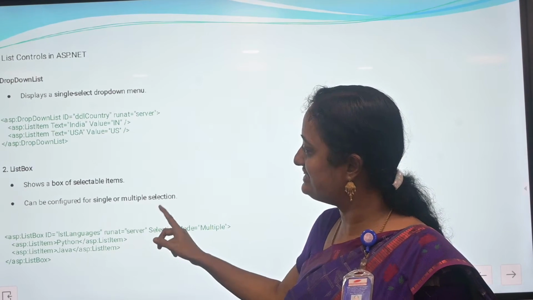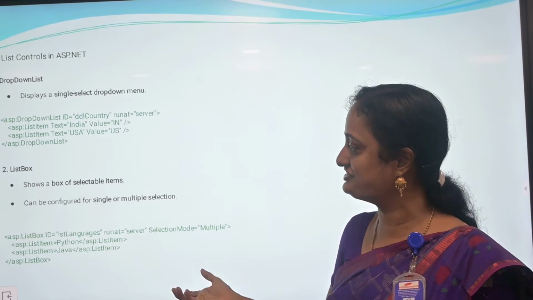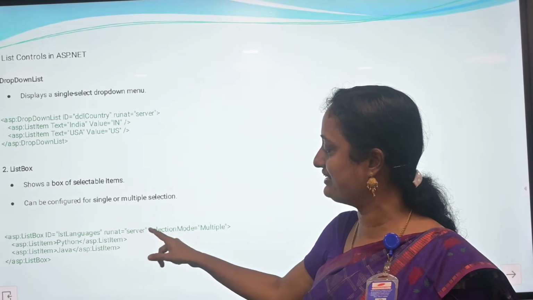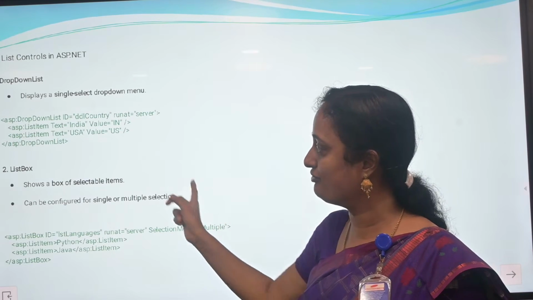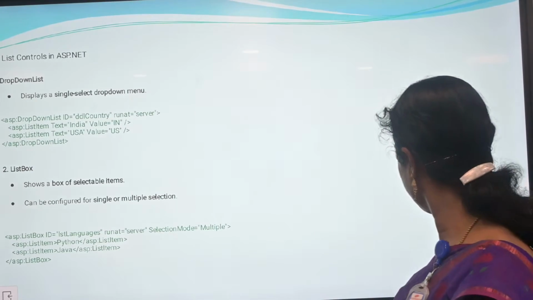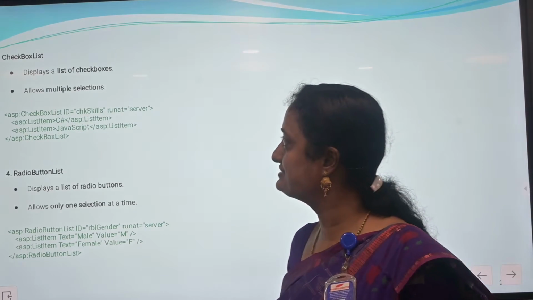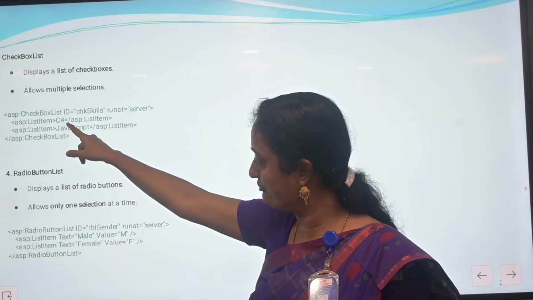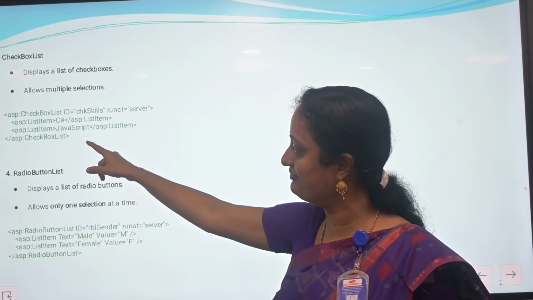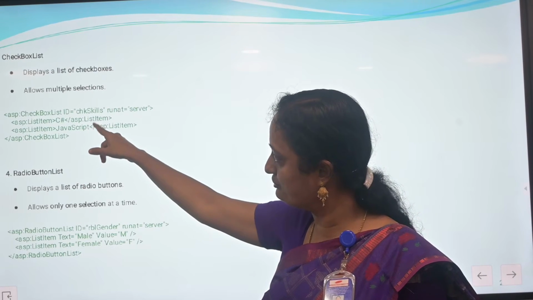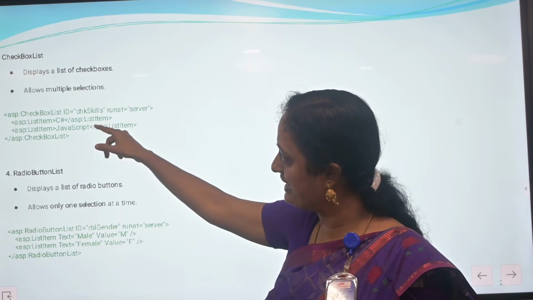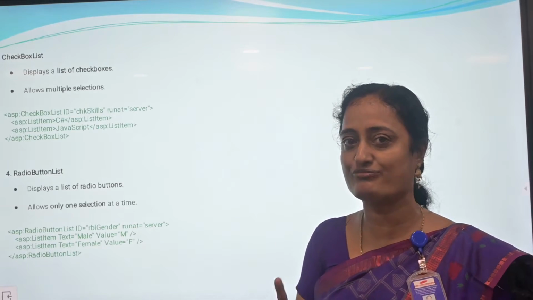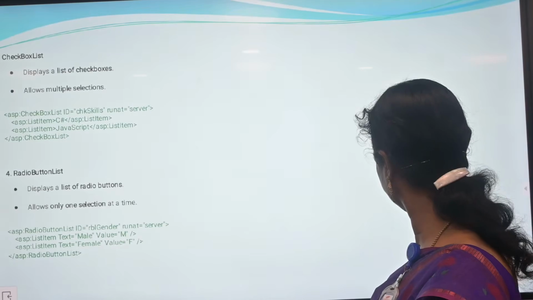List box means it can select single or multiple selections. Here also, if you want to create a list box, you have to give list box ID, run at server, selection mode is multiple. So with a list box you can select multiple selections. Next, checkbox is also used to select multiple selections. You can give list items like C#, JavaScript, Java, C, anything. I have given two list items, so you can select both the items also. This is a specialty of the checkbox. Next, with radio button you can select only one selection from the items.